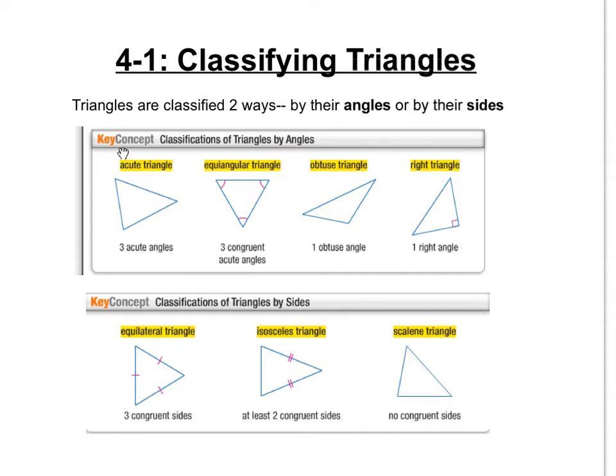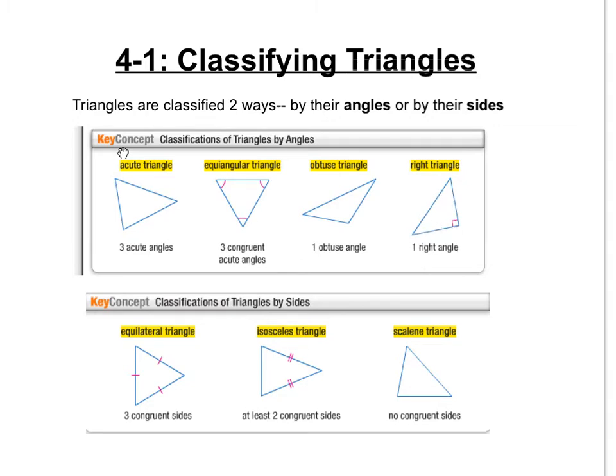Let's first look at ways of classifying triangles by their angles. There's an acute triangle, which has three acute angles. There is an equiangular triangle, which is also an equilateral triangle, in which all angles are equal. There's an obtuse triangle, which has one obtuse angle and two acute angles. And lastly, there's a right triangle, which has one right angle and two acute angles.